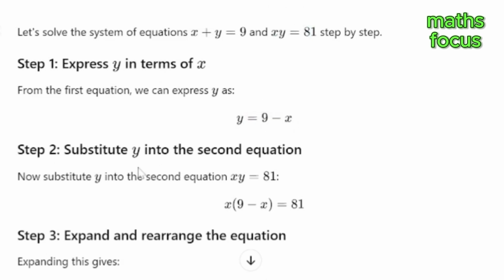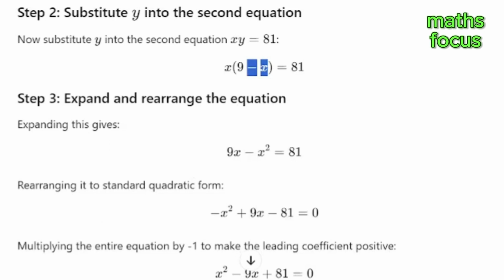Then we want to substitute y into the second equation. That is, here we substitute for y. Anywhere we see y, we put 9 minus x. Then now we can substitute y into this second equation, xy is equal to 81. Then x bracket 9 minus x is equal to 81. We put the value of y here, which is 9 minus x.